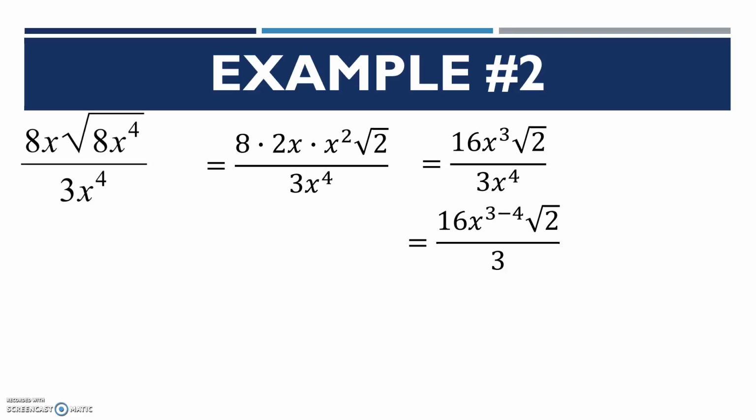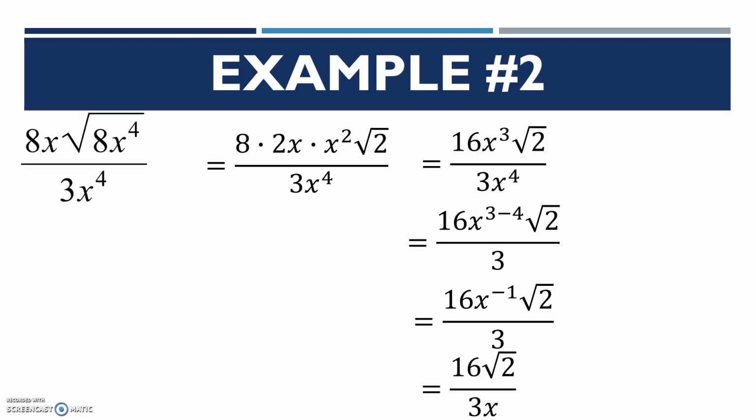However, I can do 3 minus 4 because that is what's in common, so I'm going to subtract my exponents. Well, 3 minus 4 gives me a negative 1. Final answers cannot contain a negative exponent. So what I'm going to do is take that and apply that very first rule you learned, and I'm going to move it to the opposite side of the fraction. So this is our final answer: 16 square root of 2 all over 3x.